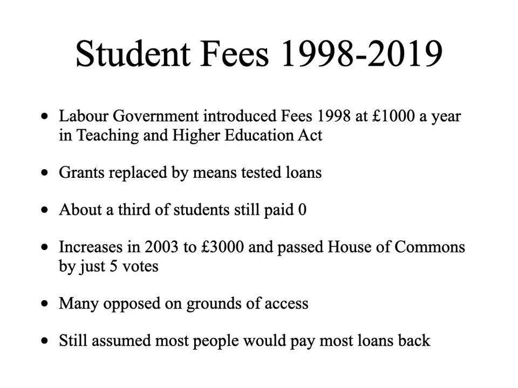So the Labour government introduced student fees in 1998 at £1,000 a year in the Teaching and Higher Education Act. Grants were replaced by means-tested loans, and although a third of students would still pay nothing, many more, of course, would start to pay fees at £1,000 a year for the first time.